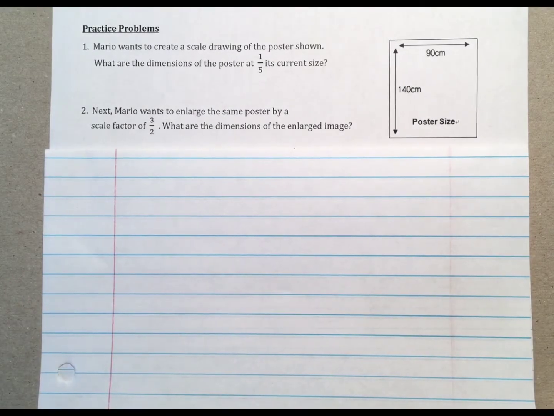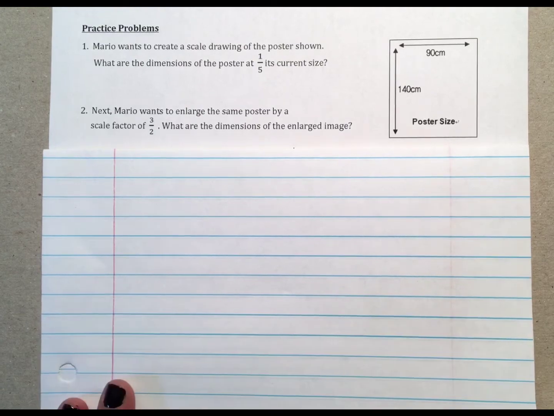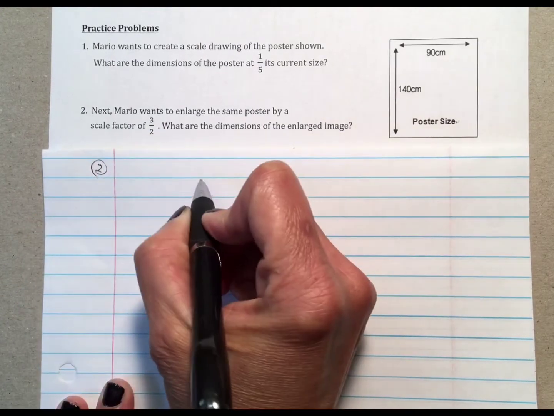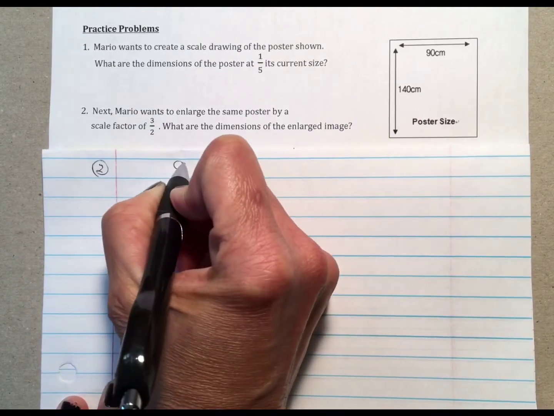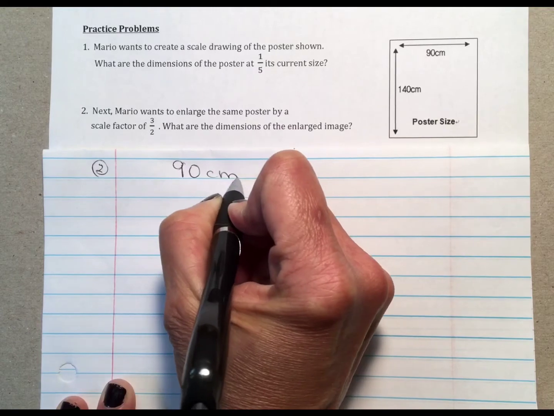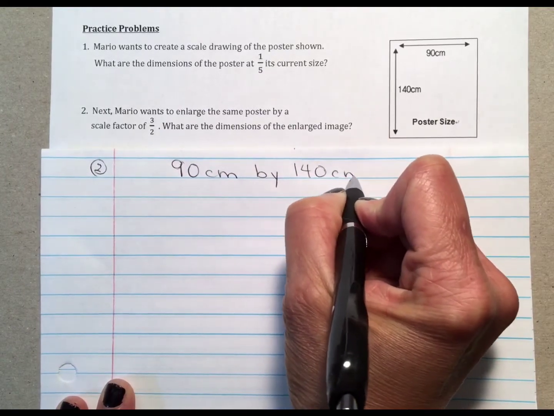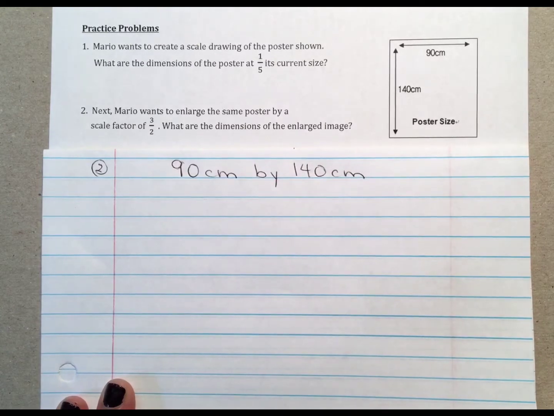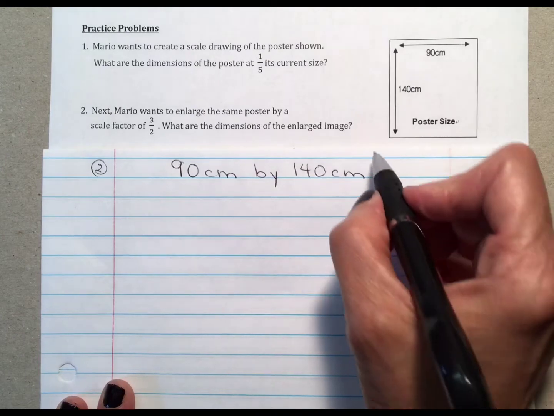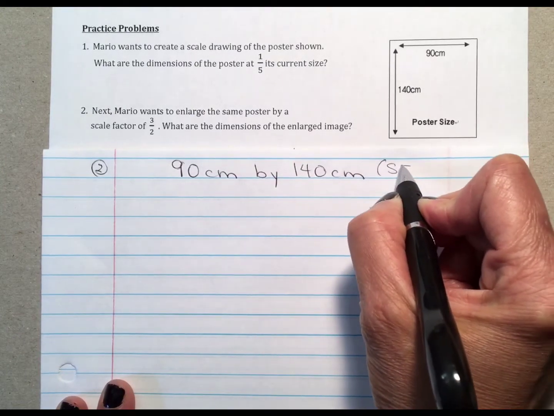Number 2. Next, Mario wants to enlarge the same poster by a scale factor of 3/2. What are the dimensions of the enlarged image? So again, like the last one, let's start with writing down our 2 dimensions. This is a 90 centimeter poster by 140 centimeters. And again, remember, here we're going to multiply by that scale factor of 3/2.